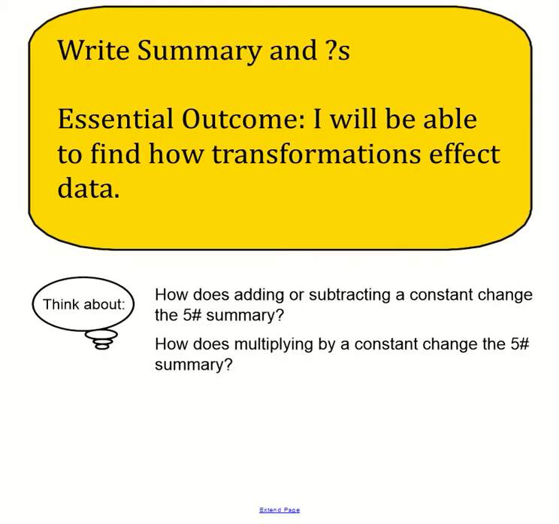Alright, that is the end of Lesson 6 of Chapter 2b. Write your summary and your questions. The essential outcome is that I will be able to find how transformations affect data. Some things to think about: how does adding or subtracting a constant change the 5-number summary? How does multiplying by a constant change the 5-number summary?